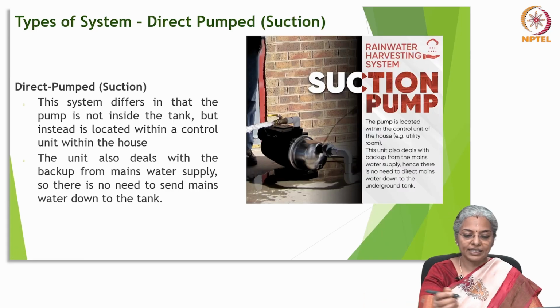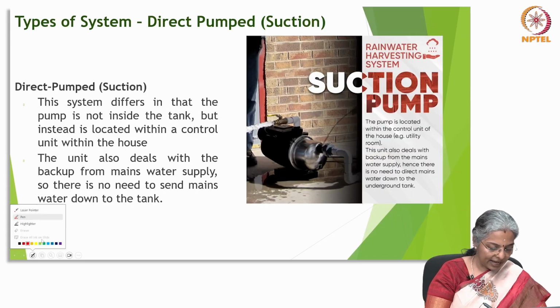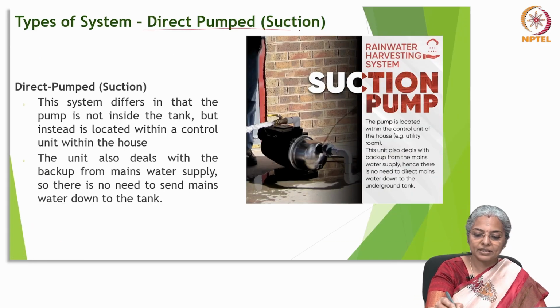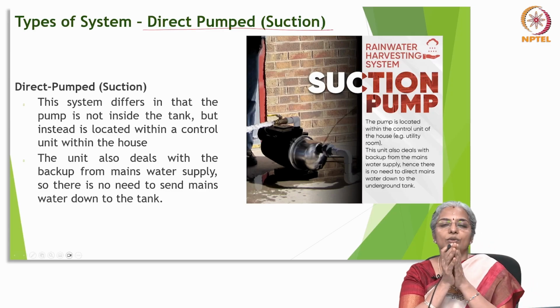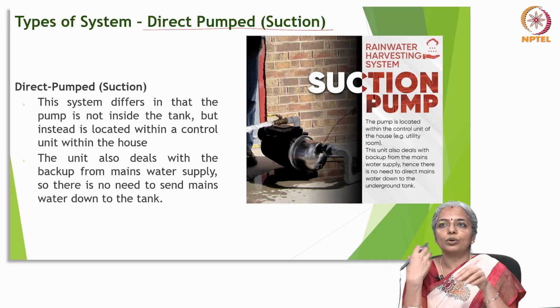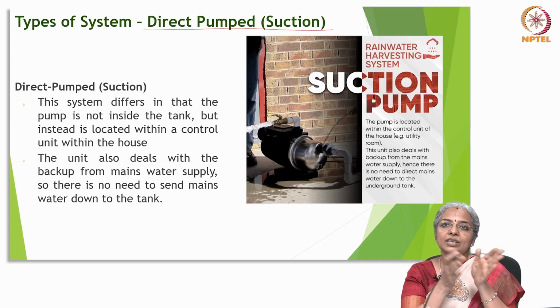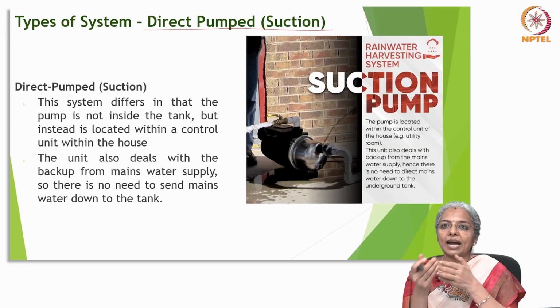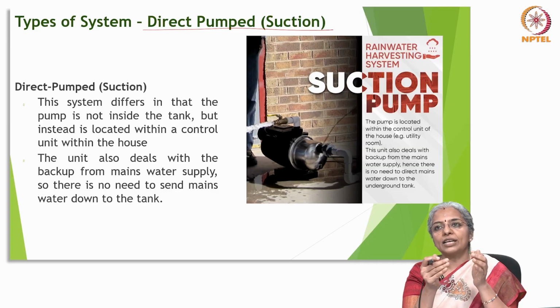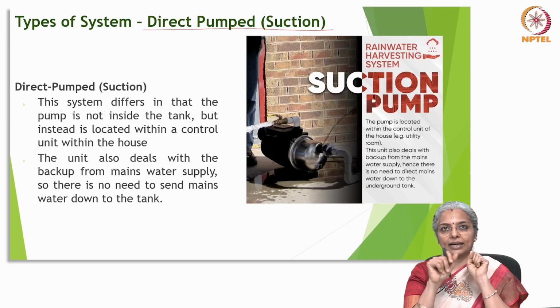Then we have the direct pump suction system. So, this system will be slightly different in the sense that the pump is not inside the tank, but you have control on using this pump because it is placed outside the tank or in the house. So, this unit will also deal with the backup from the main water supply. So, there is no need to send the main water down to the tank.